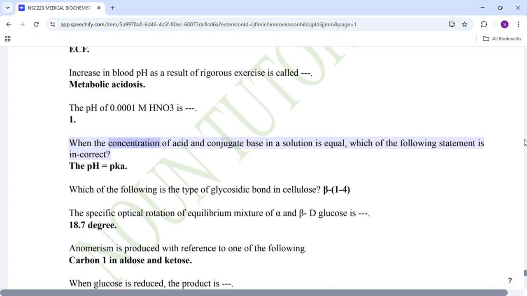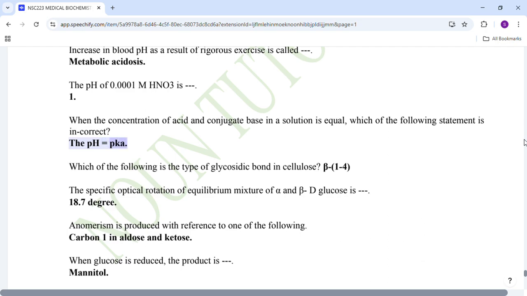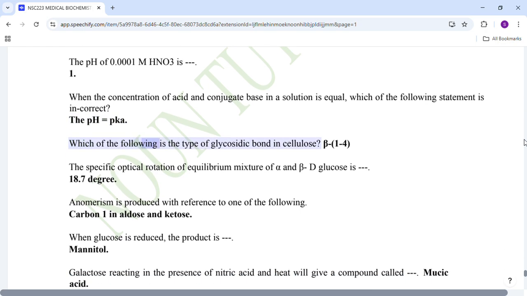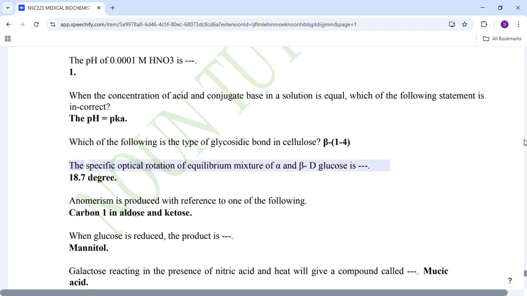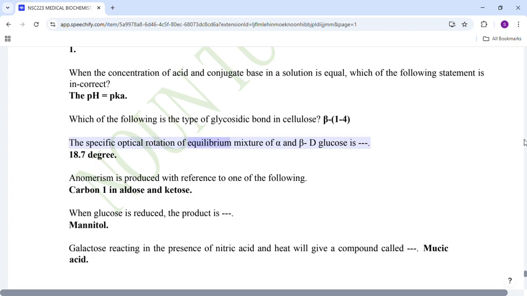1. When the concentration of acid and conjugate base in a solution is equal, which of the following statements is incorrect? The pH equals pKa. Which of the following is the type of glycosidic bond in cellulose? Beta dash, 1 to 4. The specific optical rotation of equilibrium mixture of alpha and beta D-glucose is dash dash.